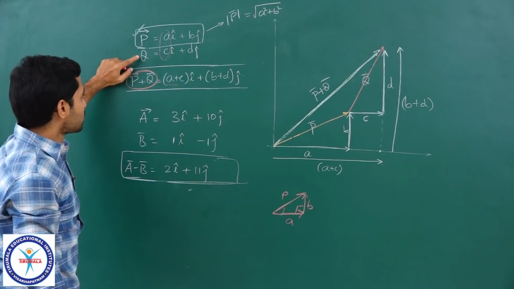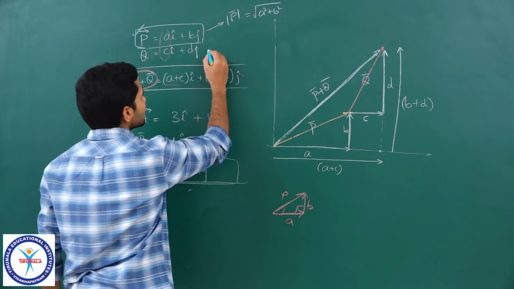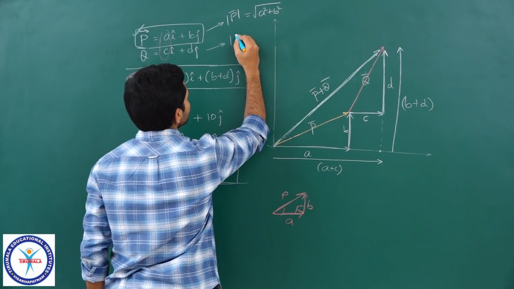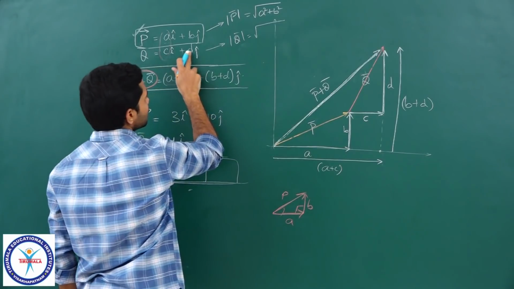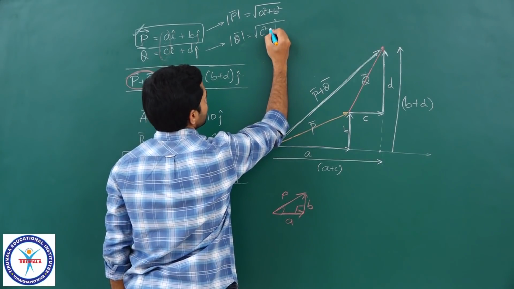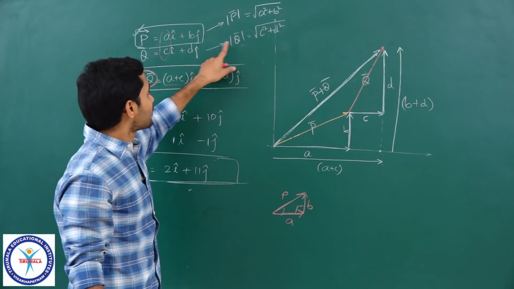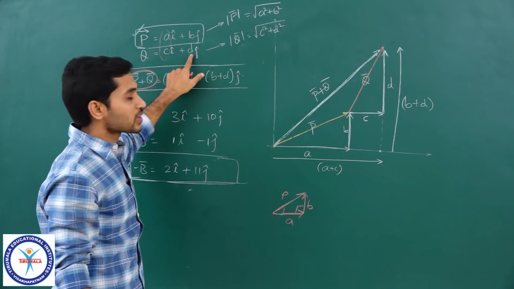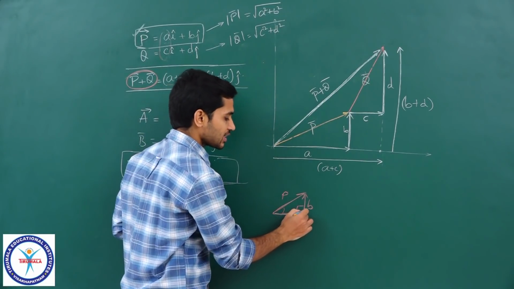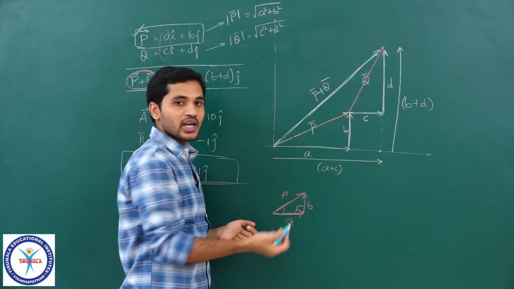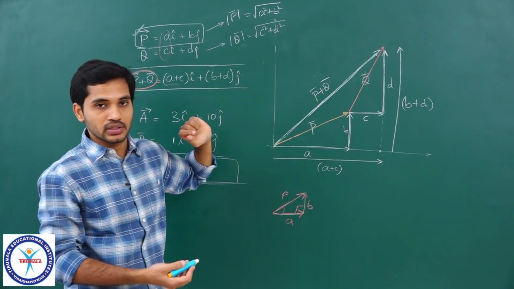Clear, students? Similarly, if the vector here is c i cap plus d j cap, you can directly say that the magnitude of this vector, mod q bar, is equal to root over c square plus d square. Do you understand that? See, what we are doing here when taking the square root of c square plus d square is nothing but using the Pythagoras rule. One is along x, the other is along y, and we need to find the hypotenuse. The hypotenuse will be the magnitude of that vector, correct.